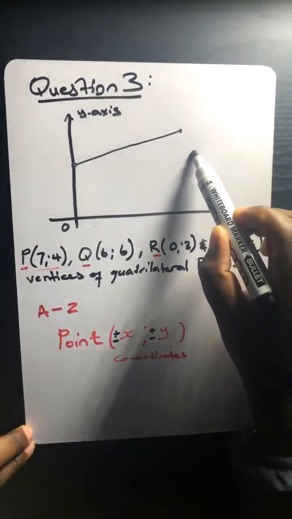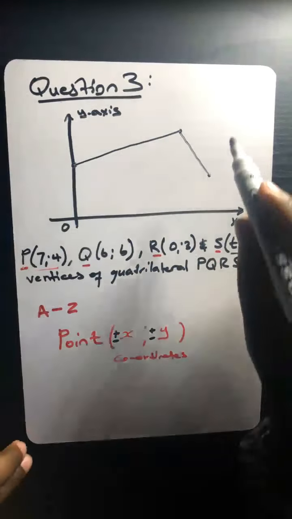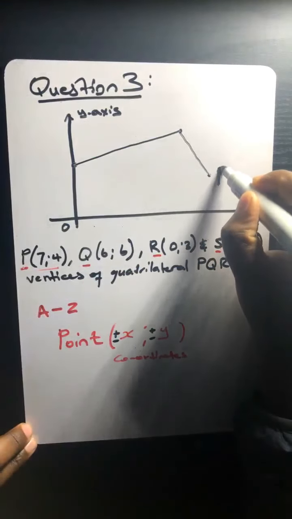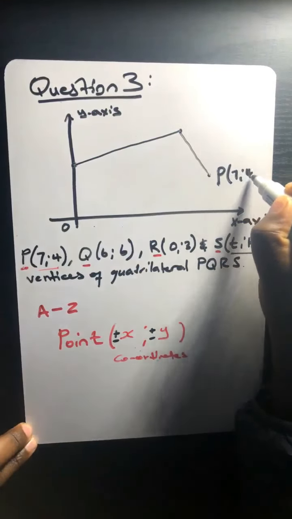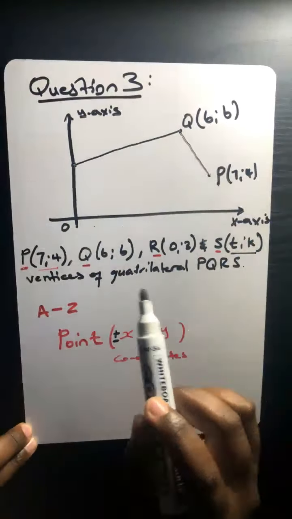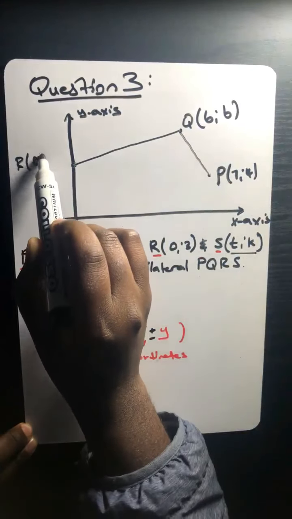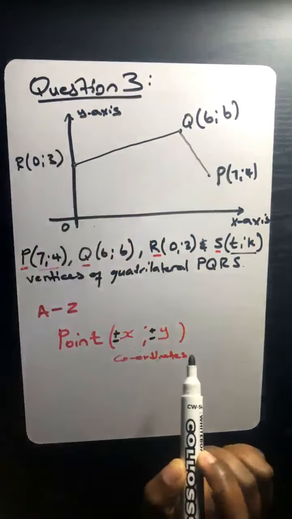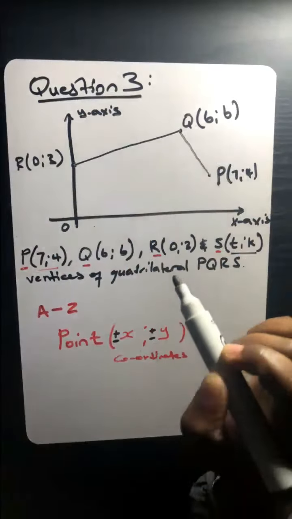I just wanted to show you guys how you plot the given coordinates. So this is point P, where we know point P at 7 and 4. And again, this is point Q. We know point Q at 6 and 6. And again, we know this is point R. What is point R? It's 0 and 3. So remember, guys, this drawing is already drawn, it is given as a diagram.